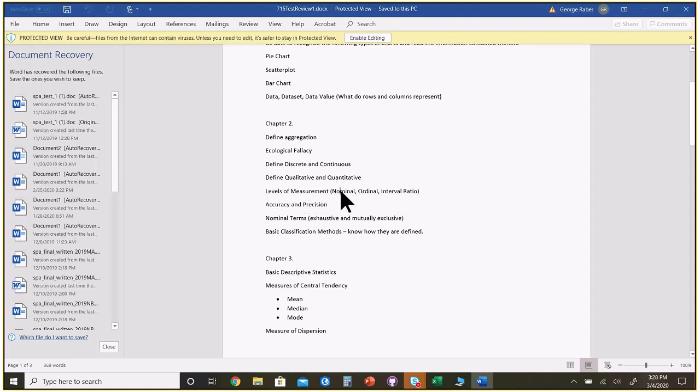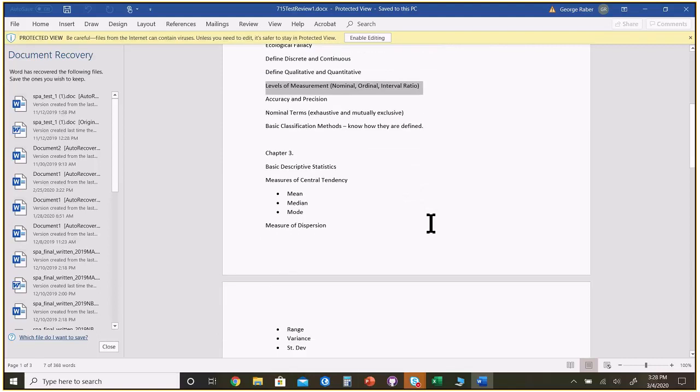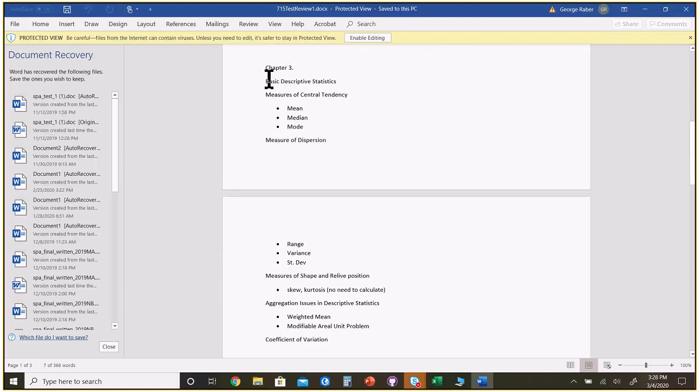Okay. Levels of measurement here: nominal, ordinal, interval, ratio. It's important that you understand the difference there. I'll leave you to look those up in the book. I've talked about it several times already today. I want to get through this.